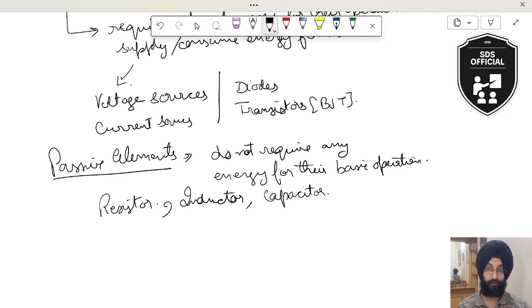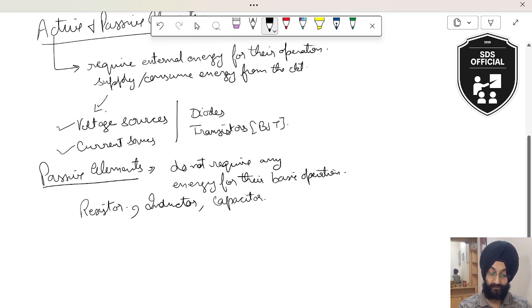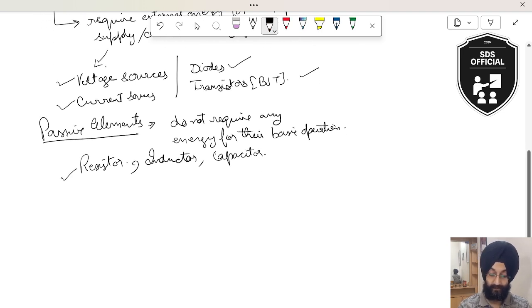On the other hand, if we use a diode as a clipper, we have to bias the diode for a particular value of voltage. Then it can perform the action of clipping the voltage or current. Otherwise, it will not perform. So this is the basic difference between active and passive elements. Active elements are voltage sources, current sources, diodes and transistors, and passive elements are resistors, inductors and capacitors. So we can study these on the presentation slides. So let us start with that.